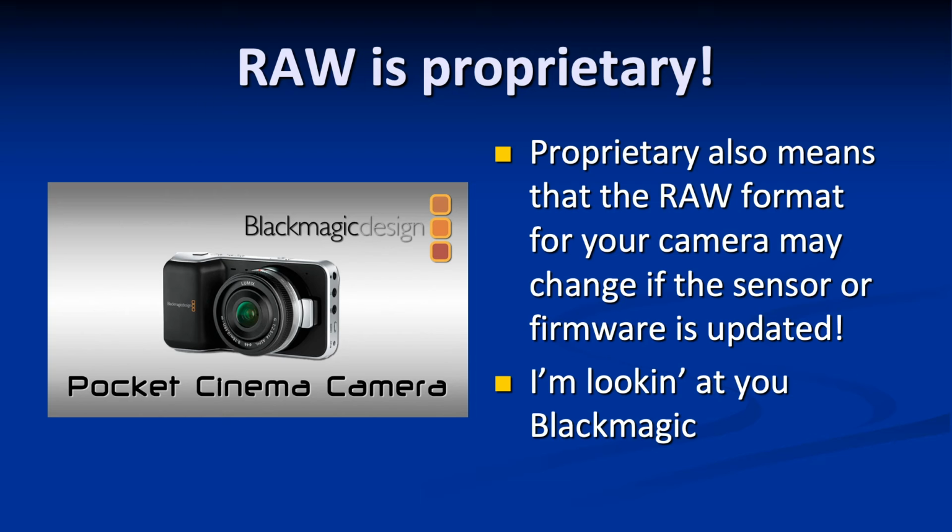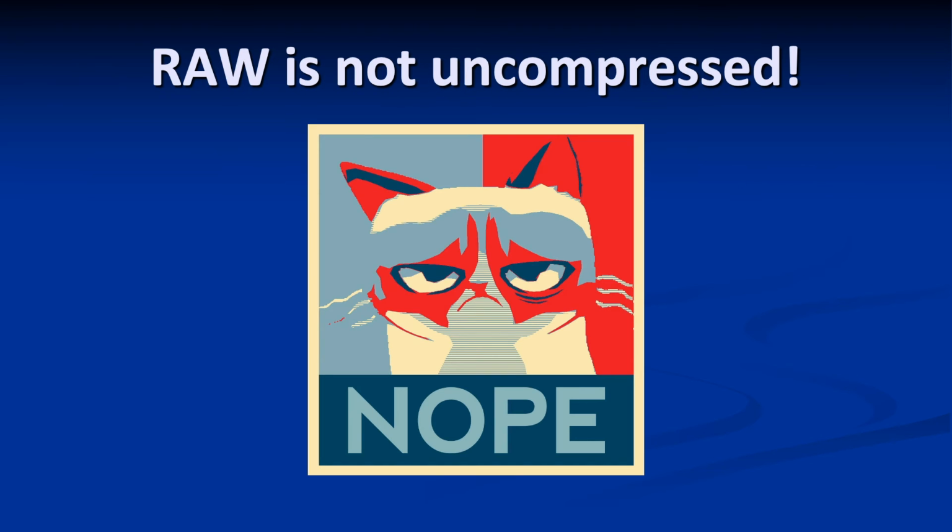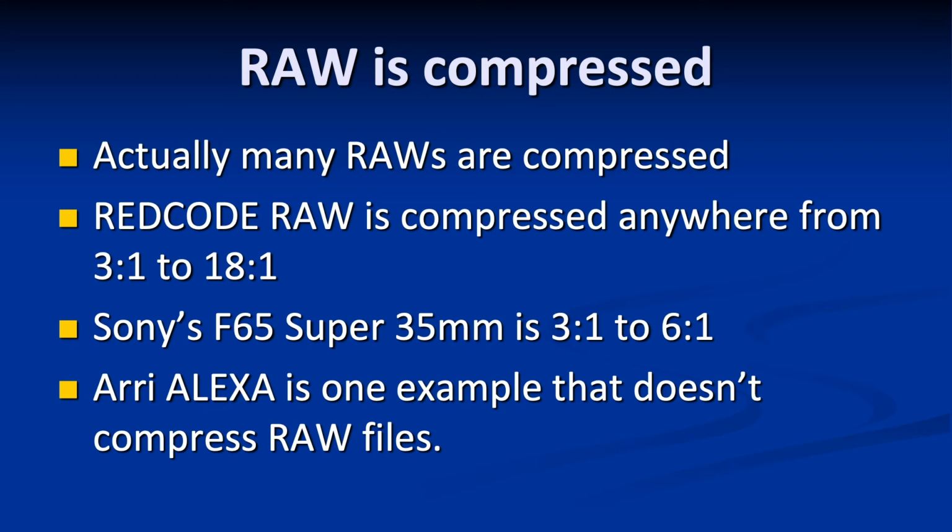So if you download an update for your camera and the sensor update includes some change to the RAW file format, then the RAW files that camera produces will be different than they were before the update. Blackmagic has done this before. So RAW is not uncompressed. Many RAW files are compressed. They're not all uncompressed RAW sensor dumps, just because, again, the files are huge.